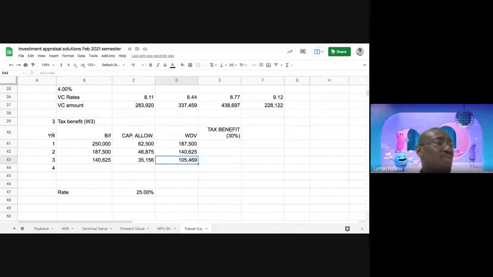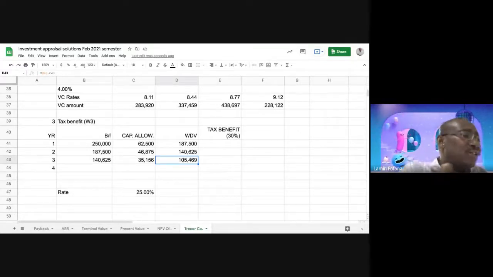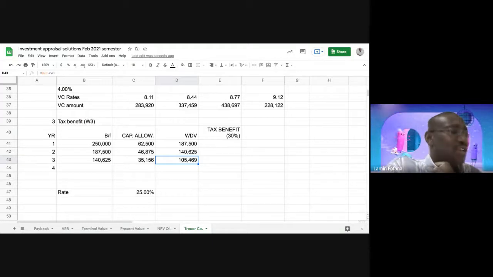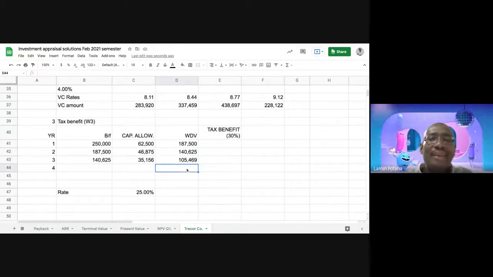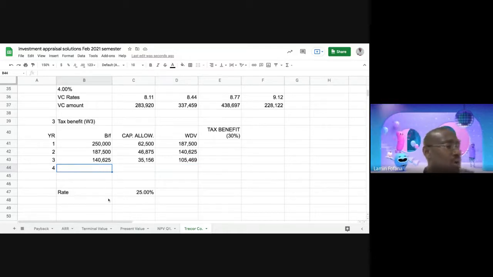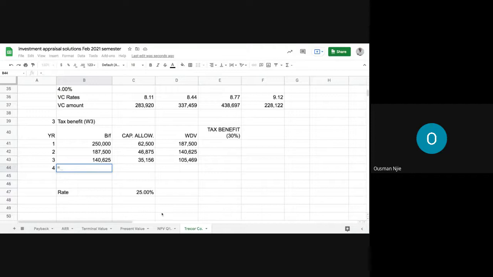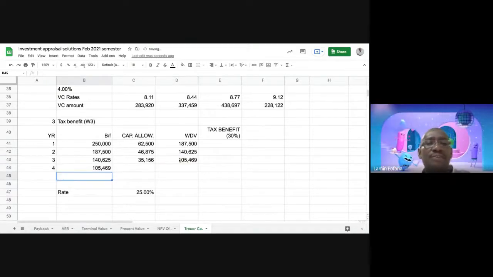But take note, we've been told in the question that the asset is going to cease to operate in year 4. That means at the end of year 4, no asset. So everything will be sold. If it is sold, then the WDV at year 4 will be nil. Do you understand that? So the brought forward here will be the actual figure, 105,469. Exactly. So we bring that forward.